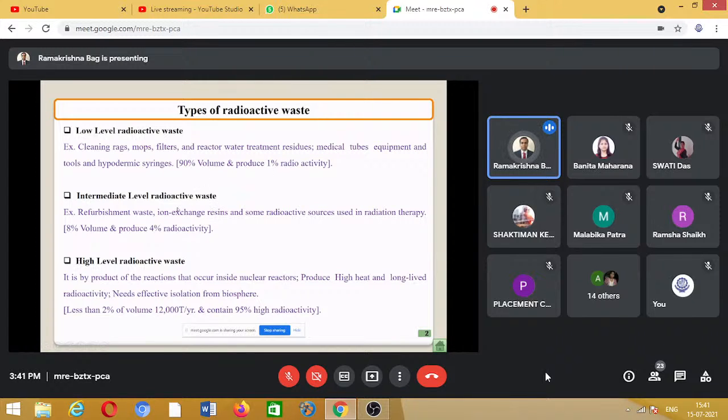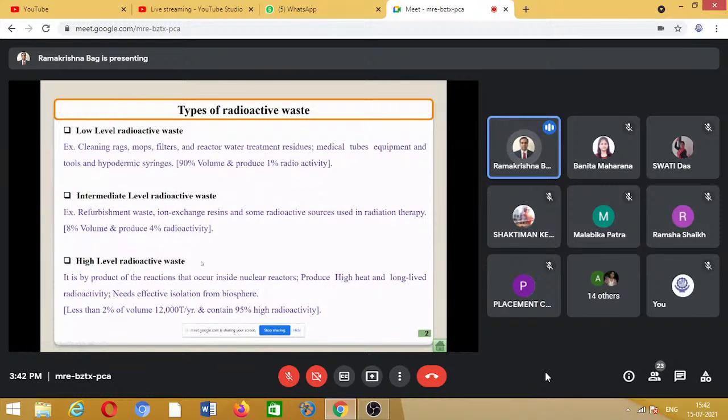Then another type of radioactive waste is known as intermediate or medium level, which comes from different ion exchange resins, some sources in radiation therapy, etc. The overall volume is only 8%, and it produces only 44% of the radioactivity. So for small level or intermediate level waste, when you want to dispose of it or throw it away, we need to take a little bit of care, but it is not that harmful. The most important and most challenging thing we need to take care of is the high level radioactive waste.